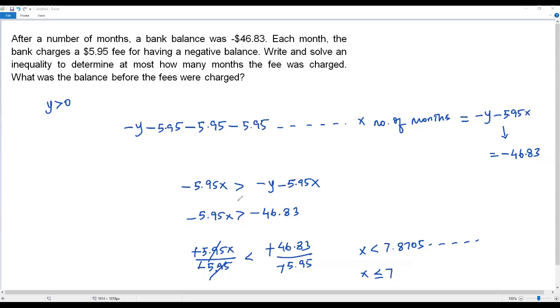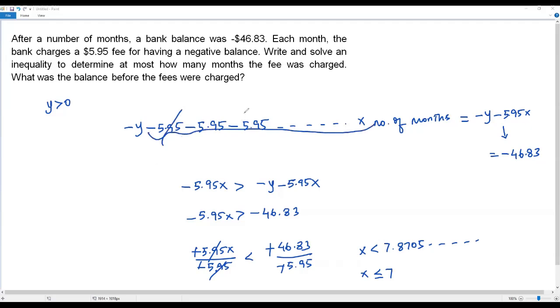So, at most how many months was a fee charged? That's the question. So the fee was charged for at most 7 months. Now we have answered the first part of the question. Now we have to find the balance before the fees were charged.